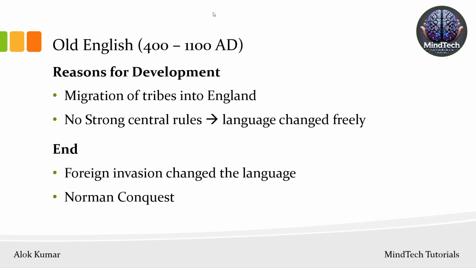Now, how did the Old English period end, from 400 AD to 1100 AD? Foreign invasion changed the language. The most important invasion was the Norman Conquest. The Normans came to England, invaded, and implemented another language in some other form. That is called Middle English.